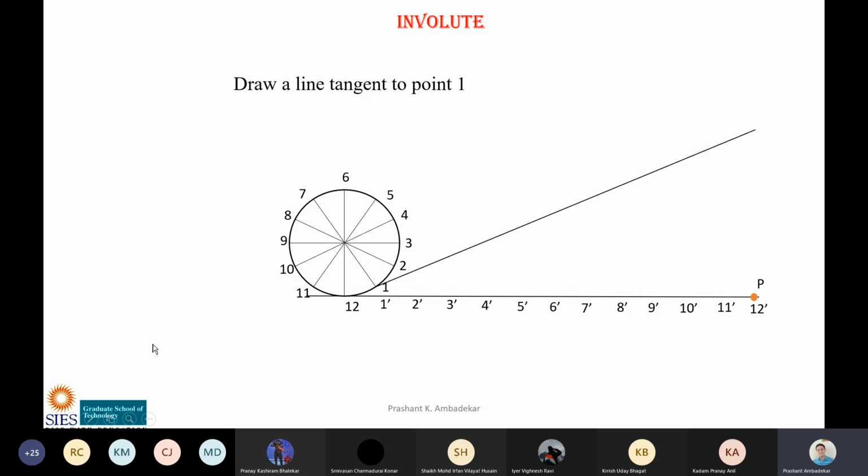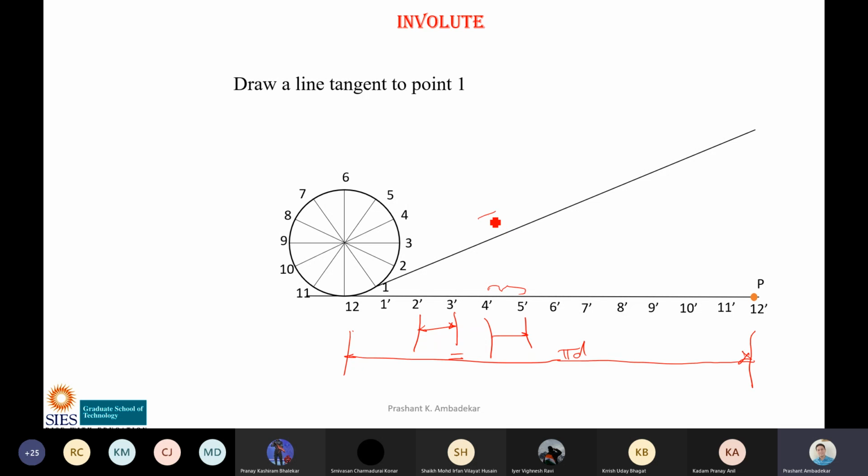Now you will ask me, sir, what is the length of this line? So students, understand that every time the length of the line is reducing by this much distance. Every time the length is reducing by this distance. So this is equal to this. Okay, all these distances are equal. So every time it is reducing by this distance. So this is what? This is pi d. Okay, this is pi d.